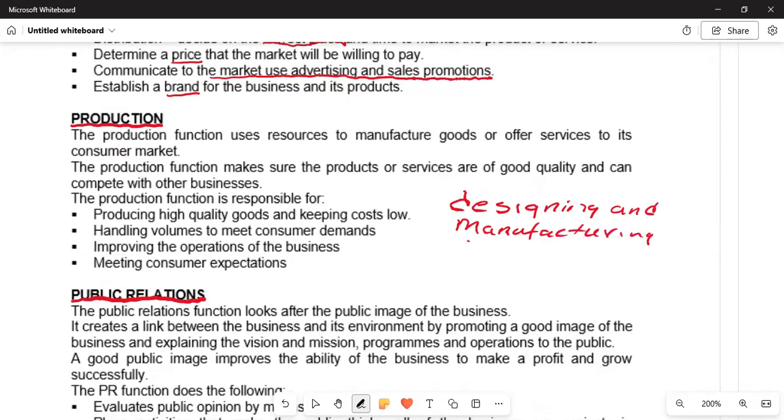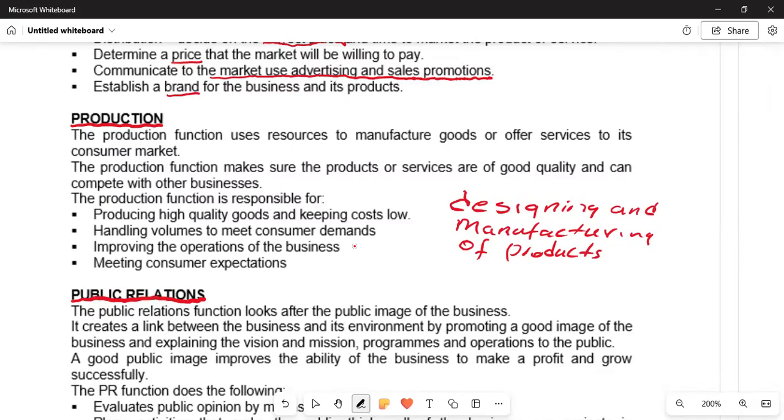Designing and manufacturing of products, where the production now is taking place. So they are saying the production function makes sure that the products or services are of good quality and can compete with the business. So make sure that the products you're going to come up with are quality so that they don't have defects. The consumers are going to like them.